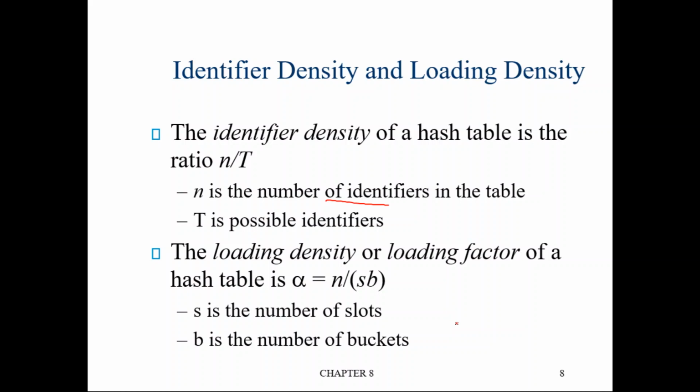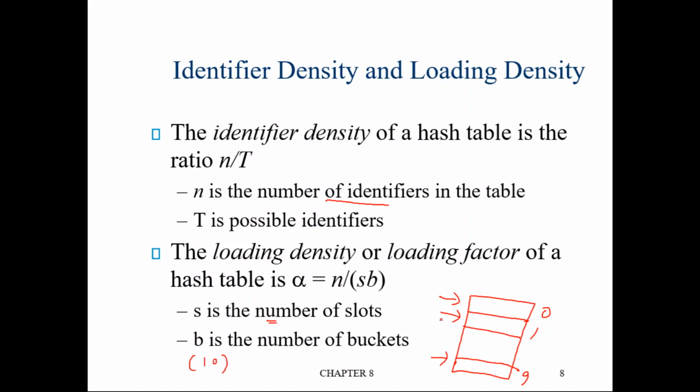Assume the same table again. Assume the hash table contains 10 entries, 0 to 9. In this case, how many buckets are there? This is one bucket, this is one bucket. There are totally 10 buckets. B is the number of buckets, which is 10.